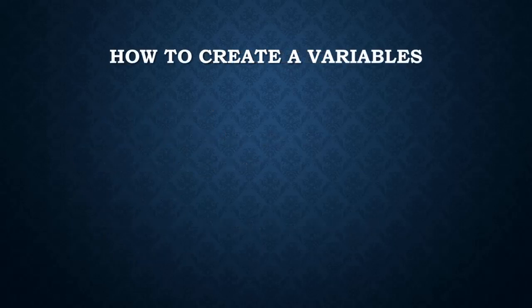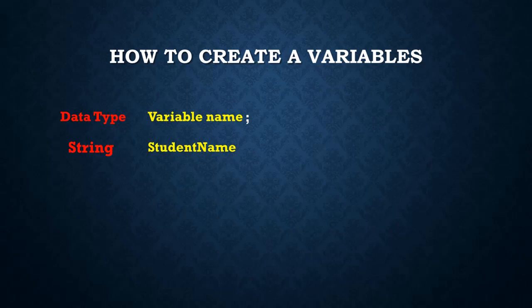Now let's see how to create a variable. When we create a variable, first of all you have to select the proper data type. And then you should have a very meaningful variable name. And finally it should end with a semicolon. Now let's see. I want to store my name. So obviously you know that is a collection of characters. Therefore, I use string, student name and semicolon.